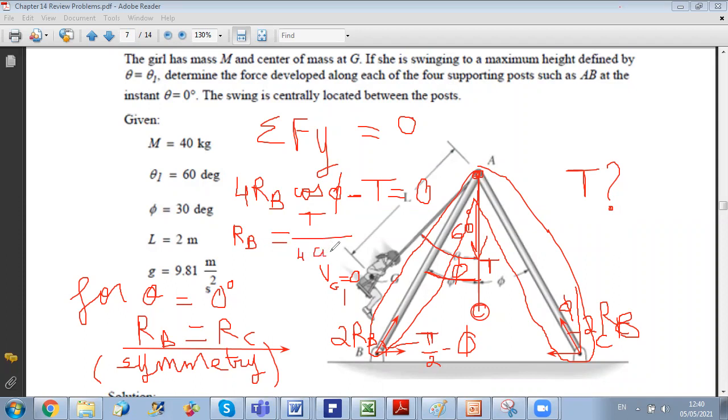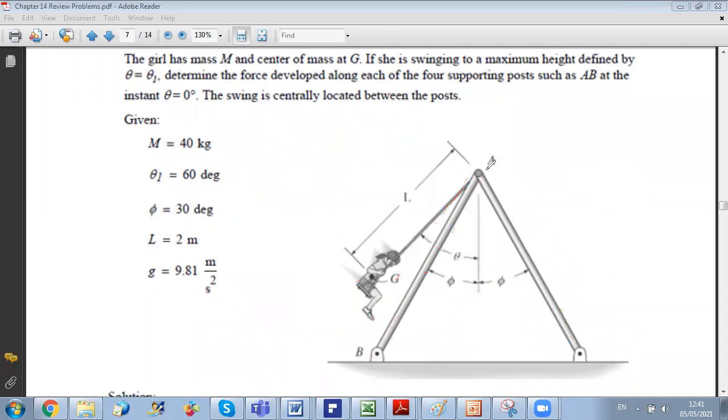Now, how to think about T? T is the tension in the cable, and the cable is connected to the girl. So now the issue is to calculate the tension in this cable, and you know that this cable is attaching A to the girl. If I take the free body diagram of the girl at the vertical position, what are the forces acting on her?